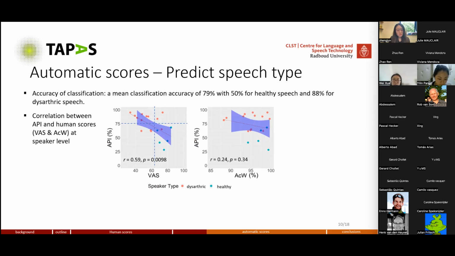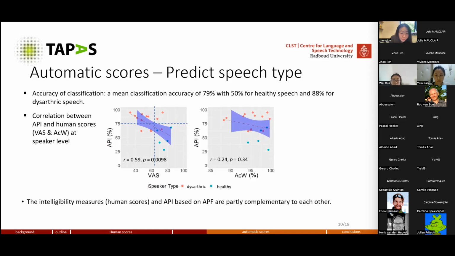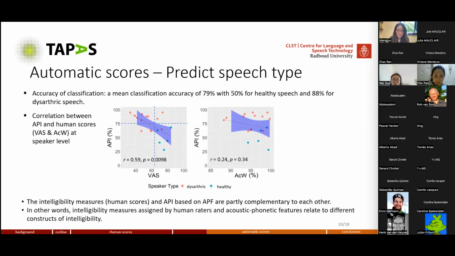So these results indicate that the intelligibility measures and the API based on the acoustic phonetic features are partly complementary to each other. In other words, it seems that intelligibility measures assigned by human readers and acoustic phonetic features relate to different constructs of intelligibility.